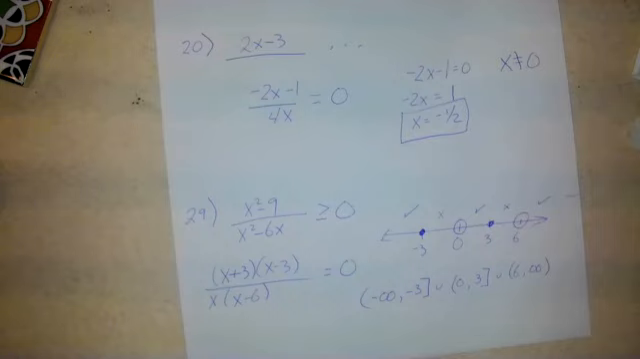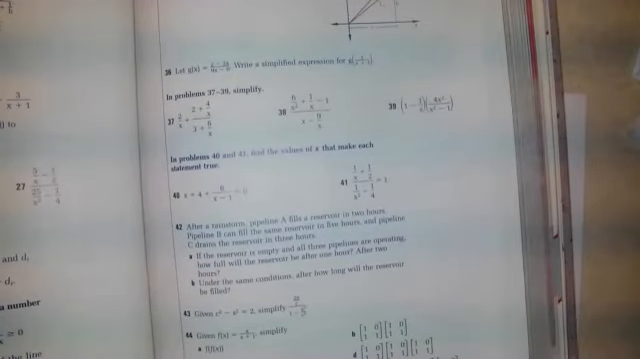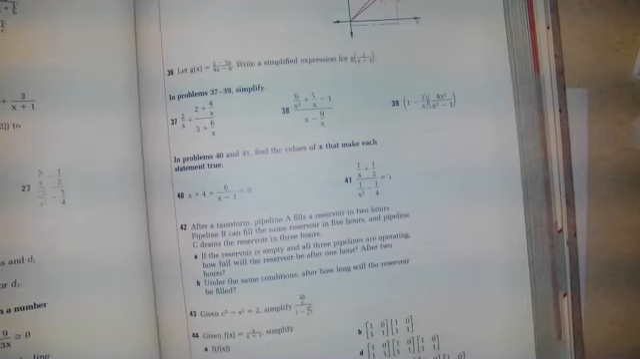Last one here is problem number 42. After a rainstorm, looks like another one of those work problems to me. Here it is. After a rainstorm, pipeline A fills a reservoir in 2 hours. Pipeline B can fill the same reservoir in 5 hours. And pipeline C drains the reservoir in 3 hours. If the reservoir is empty and all 3 pipelines are operating, how full will the reservoir be after 1 hour and after 2 hours? Under the same conditions, after how long will the reservoir be filled?